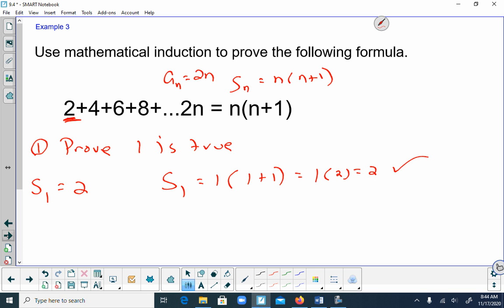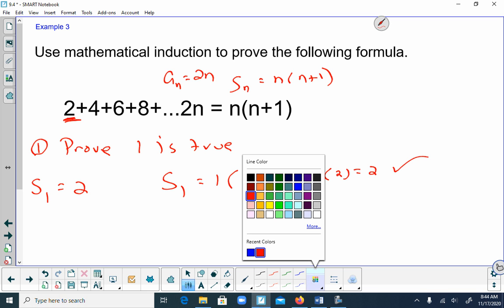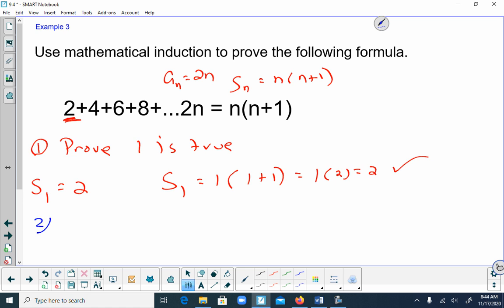The second thing I'm going to do, let's switch colors. Maybe that'll motivate some people. Switch colors.